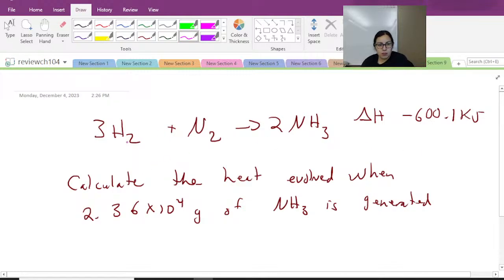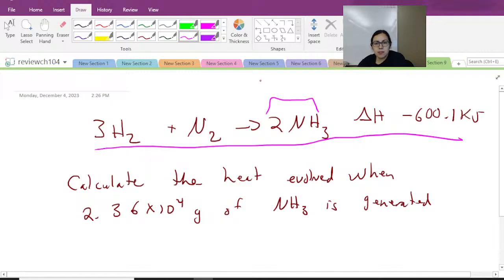Remember, I said the key was this. This is for 2 moles, so it's telling you this is the heat generated when you make 2 moles of ammonia. Really we just need to convert grams to moles so we can do some sort of comparison. If we know 2 moles of ammonia produces this much heat, we need to figure out how many moles of ammonia this is, and then get a ratio. So let's go through that.